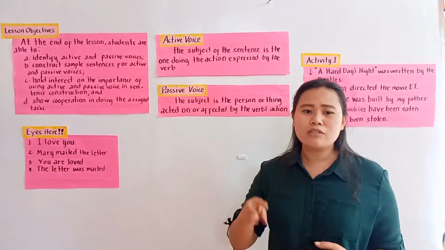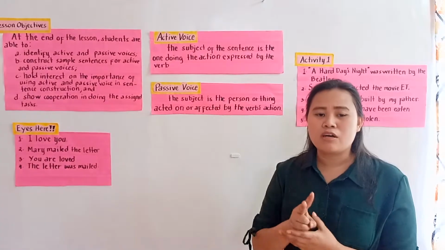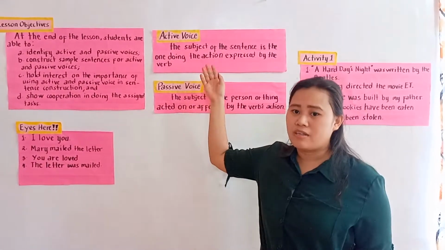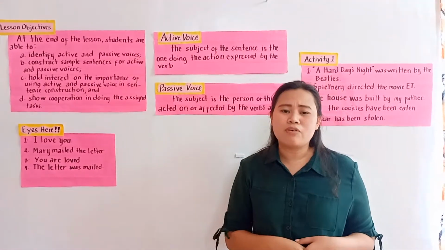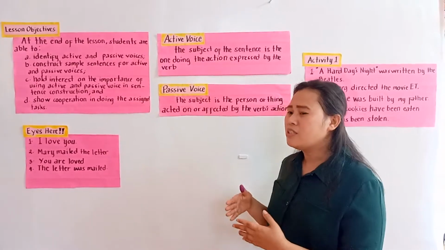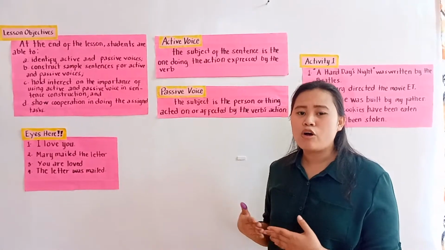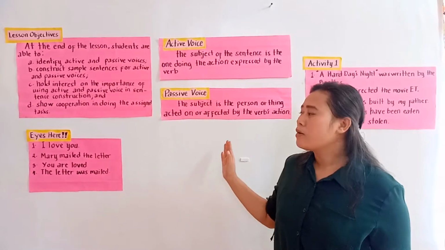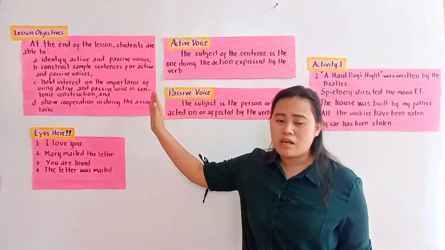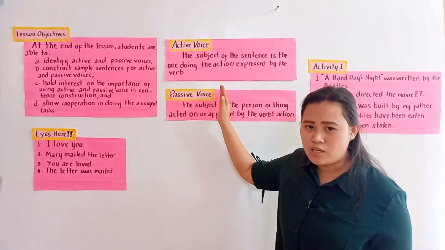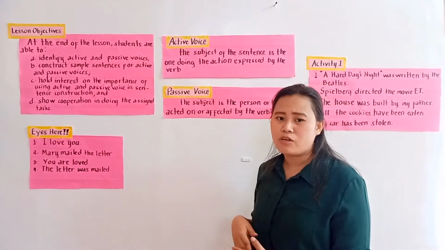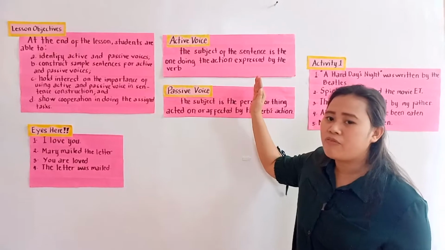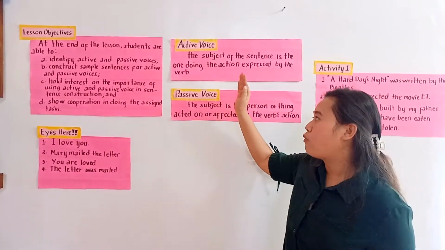So we have two types of voices of our verb. First, we have the active voice. For our active voice, our sentence starts with our doer or the subject of the sentence. So the doer starts the sentence and it is followed by our action. And if we have a receiver of the action, the receiver will be following our verb.